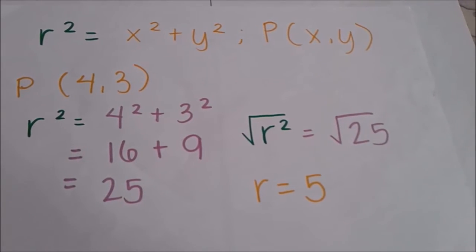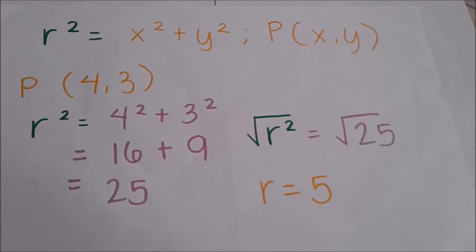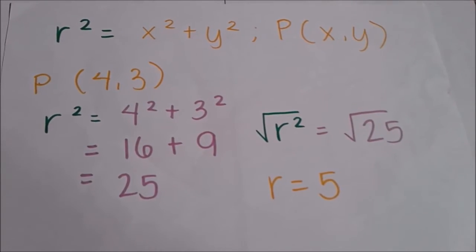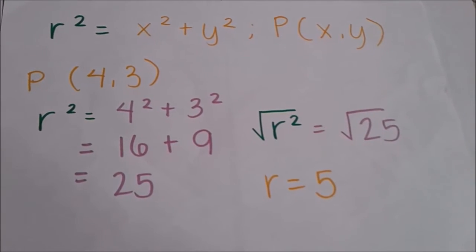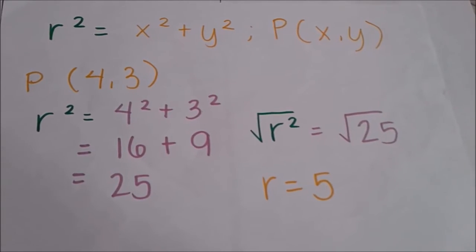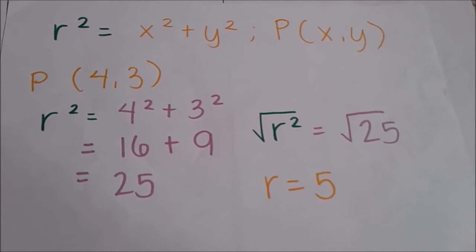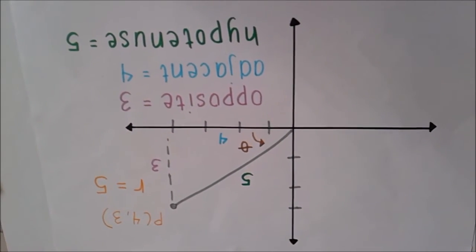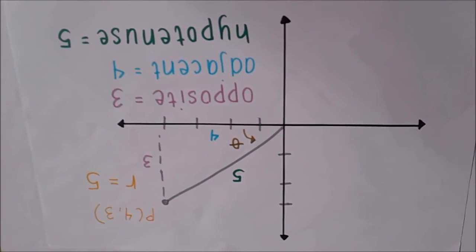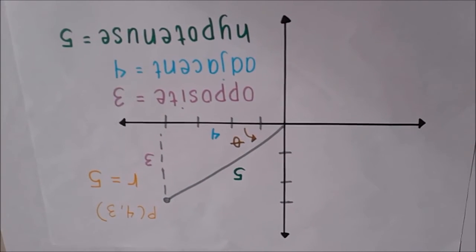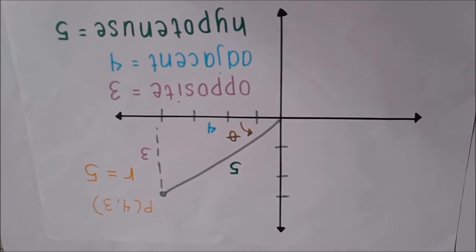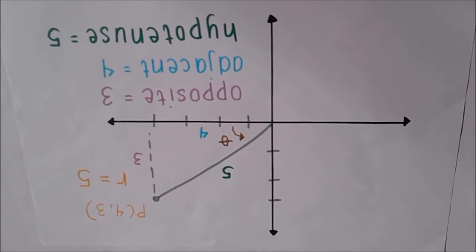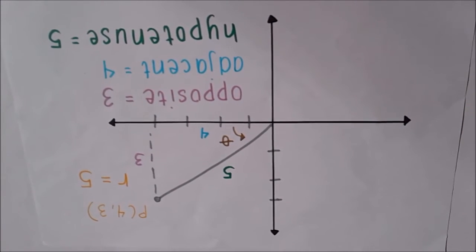R squared is equal to 25. To get this, we must get the square root of r squared to have the value of the radius. Square root of r squared is equal to square root of 25. R is equal to 5. We can see r is the radius which represents the hypotenuse or the longest side of the triangle. The opposite side measures 3 and the adjacent side measures 4.